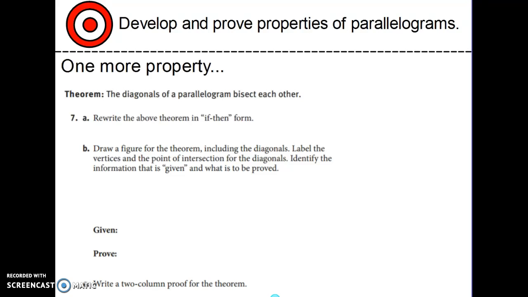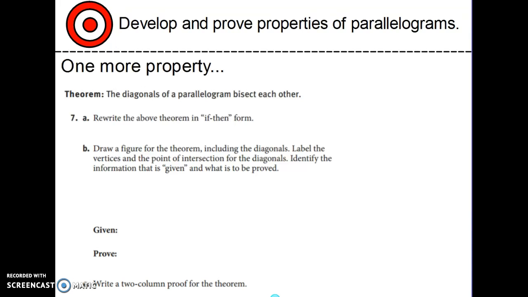All right, so here's what I need you to do. I've just got one quick thing for you. There's one more property of parallelograms that I want to go over with you that has to deal with the diagonals. This is in your packet, so if you want to pause the video for a second and pull out your packet, I believe it would be on page somewhere around 214 or 215, and it would be number 7. All right, so if you've got your packet in front of you, here we go.